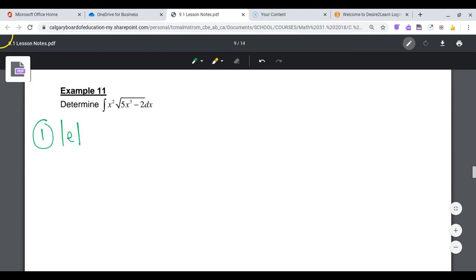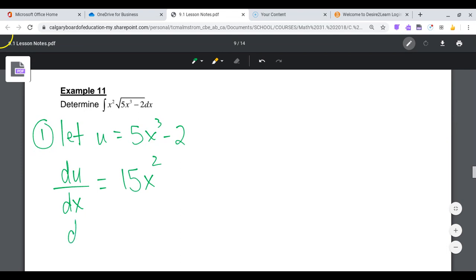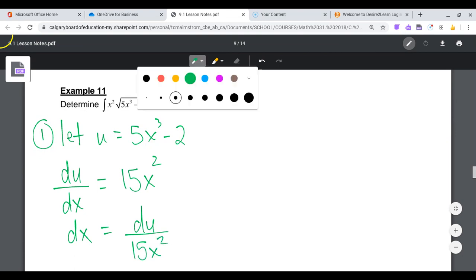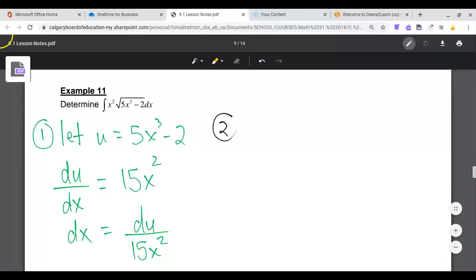Okay, let u equal, this time underneath the radical, 5x cubed minus 2. Then the derivative, du/dx, is equal to 15x squared. Rearrange that, so you're going to have dx is equal to du on 15x squared. Secondly, we're going to do our substitution.